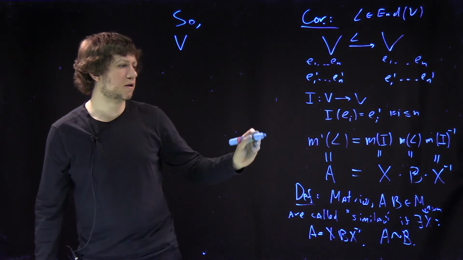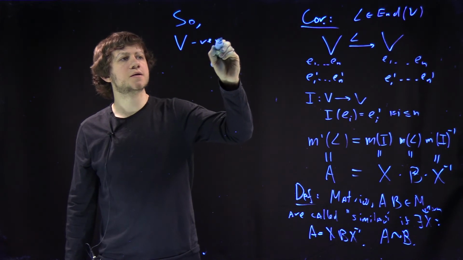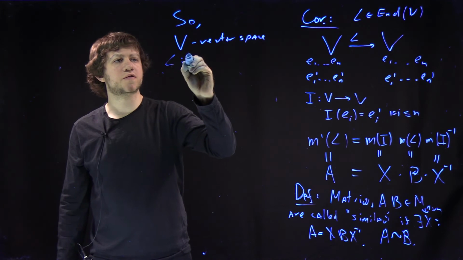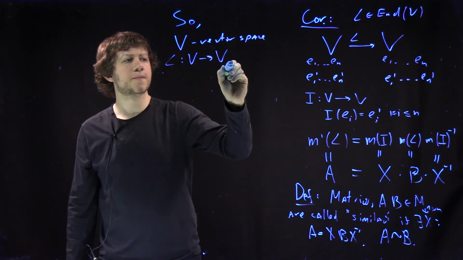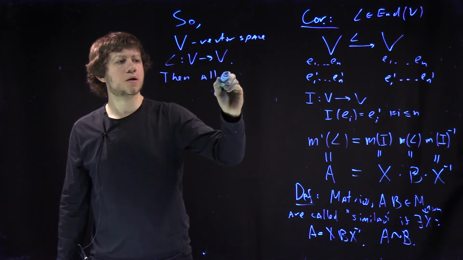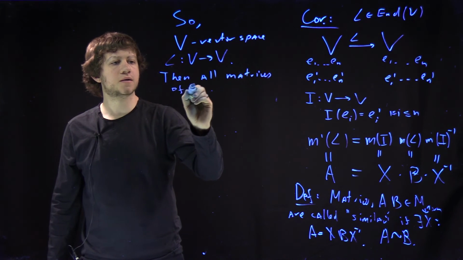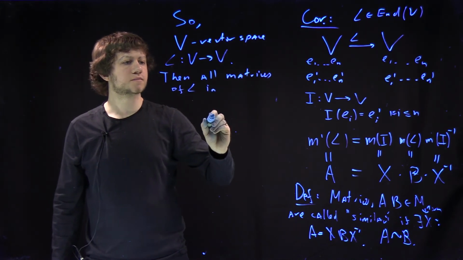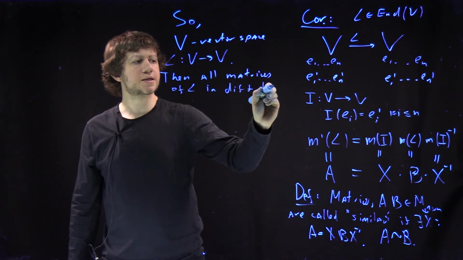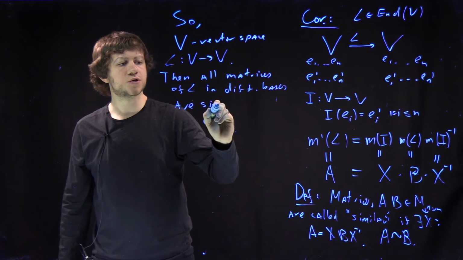And then, if V is a vector space and L is this endomorphism operator from V to V, then all matrices of L in different bases are similar to each other.